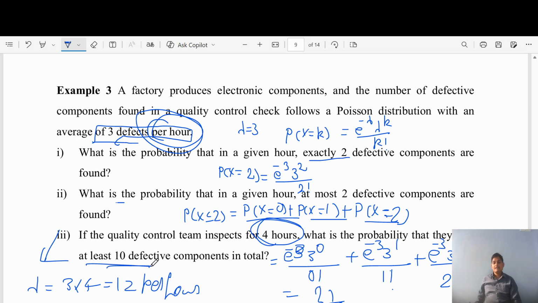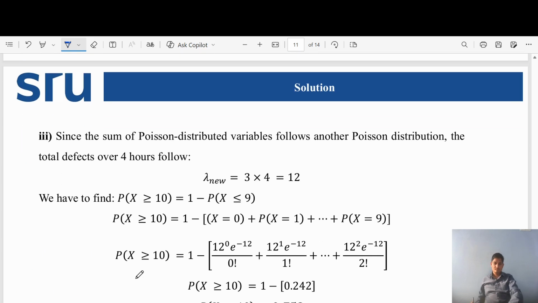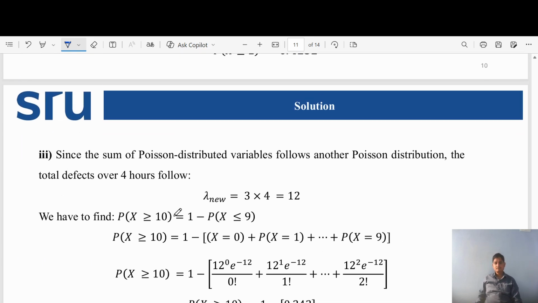So at least 10 defective items. They ask for at least 10, P(X ≥ 10). So how do we solve this? We see in the next slide. So here they have written this. If they ask for P(X ≥ 10), it means X assumes the values 10, 11, 12, 13, 14, 15 up to infinity.